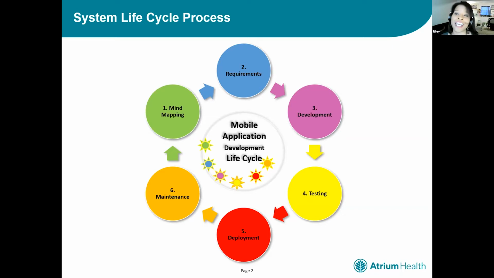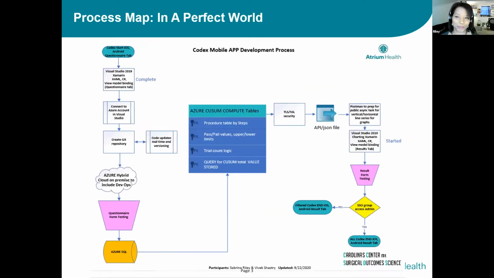So I'm going to show you the next slide. This is a process map in a perfect world. This is everything the team wanted. So talking to the front end, the end users, the stakeholders, we had to think about, if we had to pay for a cloud-based service using Azure, how would it work? So we came up from our mind mapping process to our process map to say, this is what we want. This is how it's going to work from beginning to end.